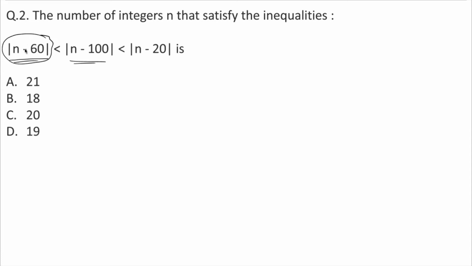So I want a point on the number line. I am measuring its distance from the point 60. 0, 1, 2, 3, 4, 5, 6, 7, 8, 9, 10, 11, 12, 13 up to 60. The distance of this point 60 from some point, let's say n, that is mod of n minus 60. Again, the distance of the same point n from 100 is being measured. So 60, 61, 62, 63, 64, 65, 66, 67, 68, 69, 70, up to 71, 72. This will go on up to 100.